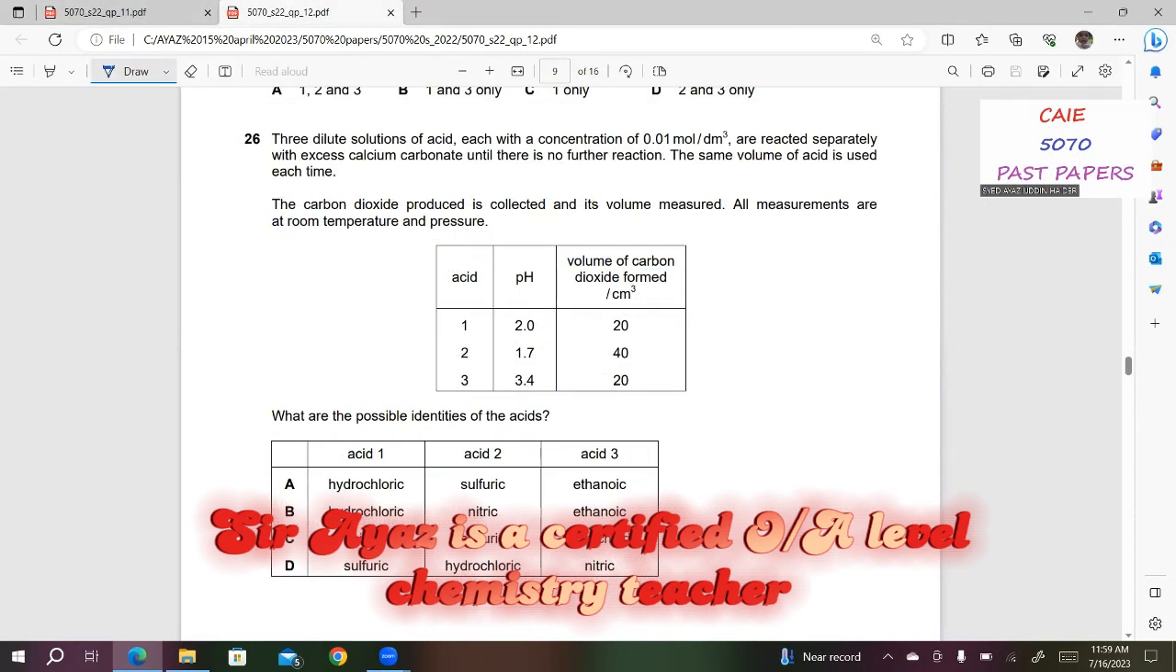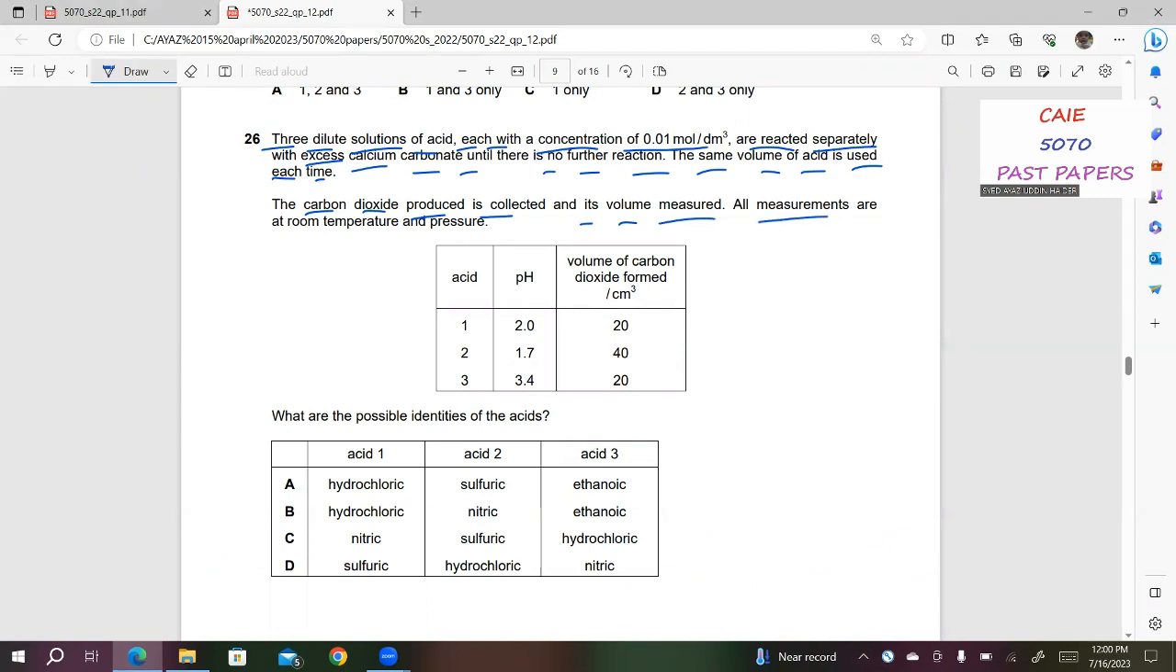Question number 26. Three dilute solutions of acid, each with a concentration of 0.01 mole per dm cube, are reacted separately with excess calcium carbonate until there is no further reaction. The same volume of acid is used each time. The carbon dioxide produced is collected and its volume measured. All measurements are at room temperature and pressure.